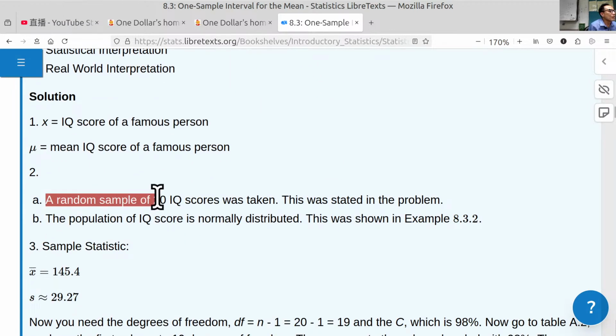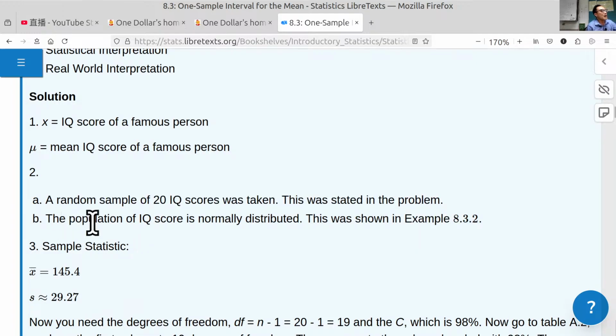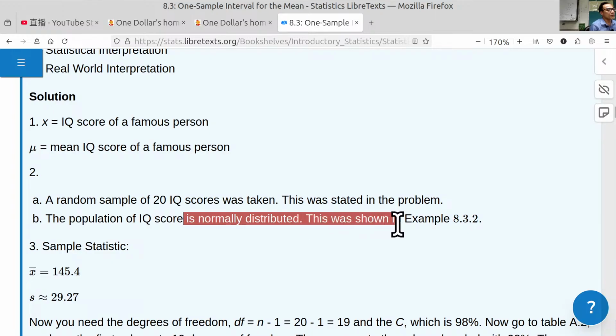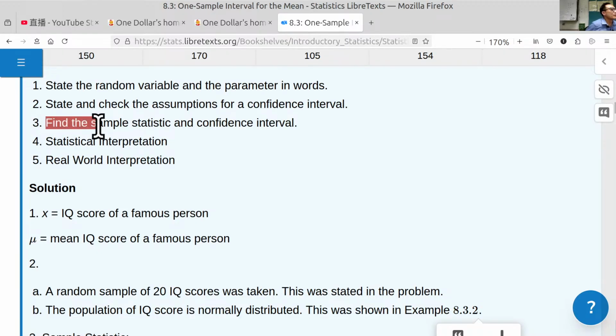A, a random sample of 20 IQ scores was taken. This was stated in the problem, no problem. Okay. B, the population of IQ scores is normally distributed. This was shown in example 8.3.2. Okay. Then number 3, find the sample statistic and confidence interval.